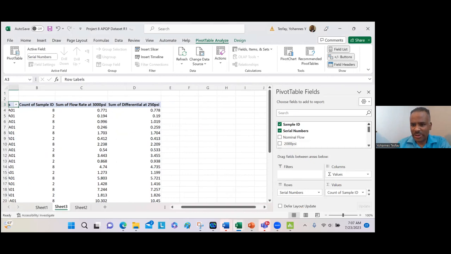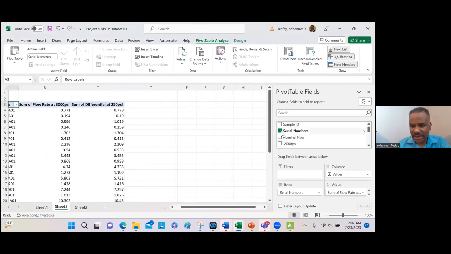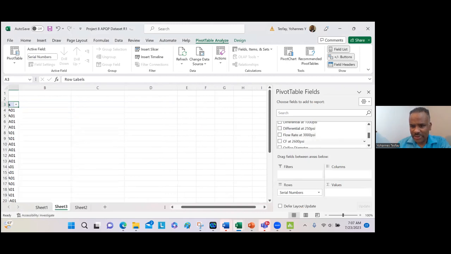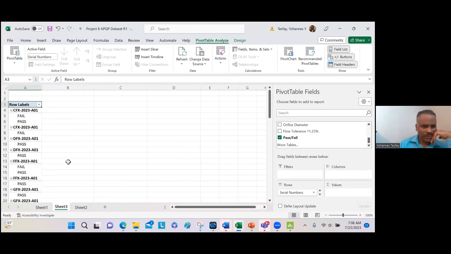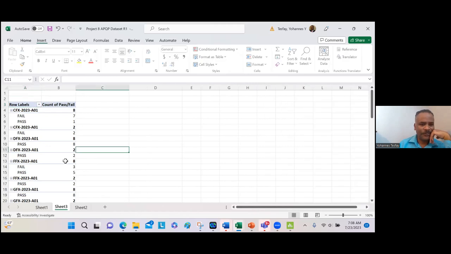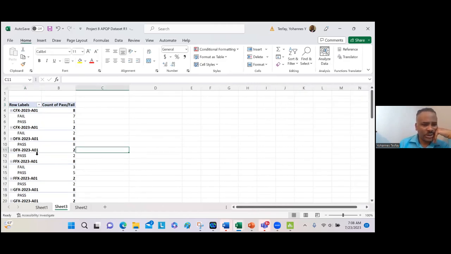Then you're gonna take out, I don't need sample ID, but I need serial number. Okay, I don't need this one. I don't need this one, but I need pass fail. This one, you see. Does that give me count? Let me see. Okay, pass fail. Okay, yeah. So you see, you have this table.